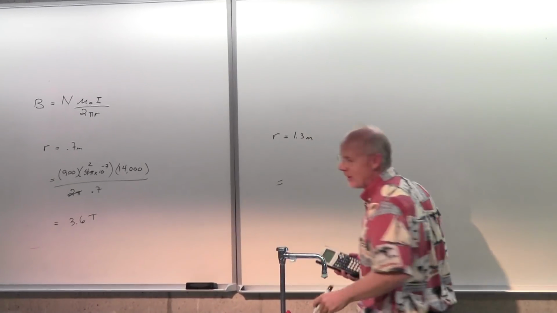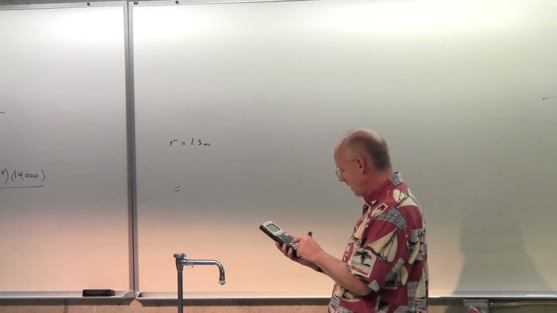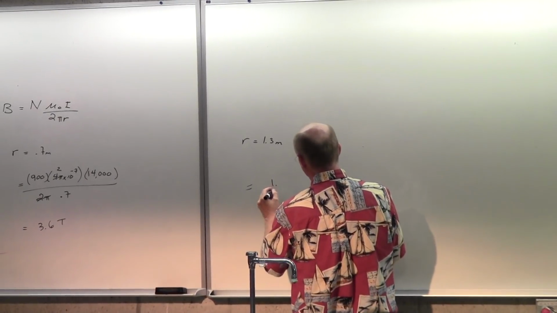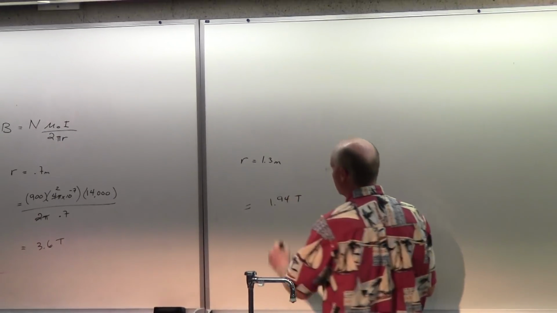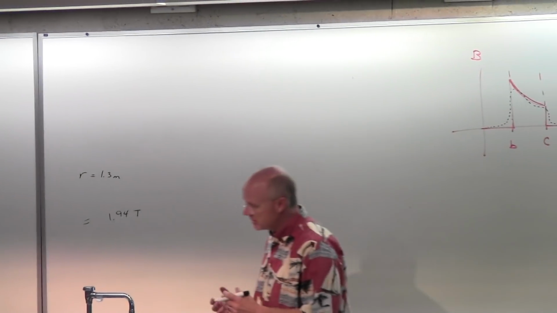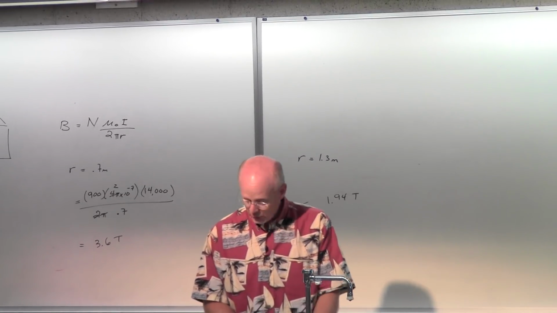And so we can get to another one. I'll just kind of real quickly do this one. Times 0.7 divided by 1.3. We're going to get a lower field at 1.94 Tesla when we put in a different radius there. And so there's the magnetic field from my toroid there.